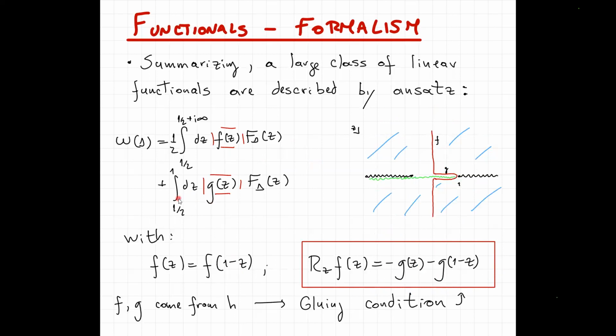But the message is that at the end, this is just an ansatz for functionals. F has this symmetry property. And if you want, you can completely forget about H. Once you have this representation, you can completely forget that this arose by some contour deformation of some H. The only thing that's left of that is this condition, which is called the gluing condition. If you look at what F and G are in terms of H, they imply this condition. And this is sufficient to reconstruct the H if you want. So I'll not think about H anymore. I will just use this representation and keep in mind that at the end of the day, I would like to impose this. But this is just some very general ansatz.